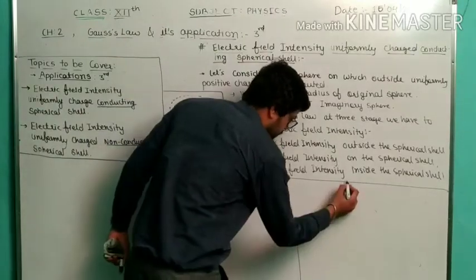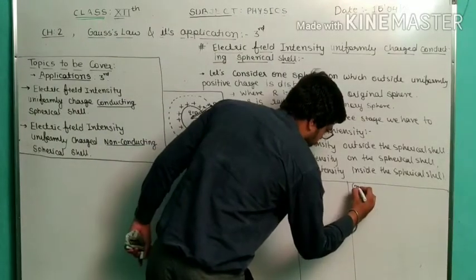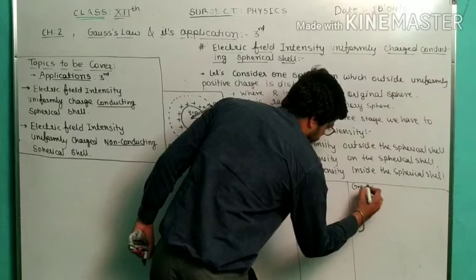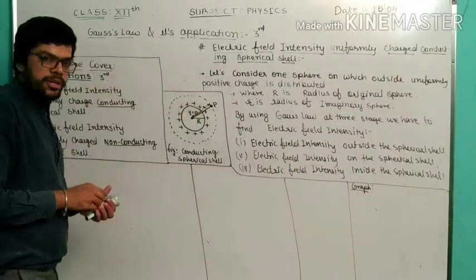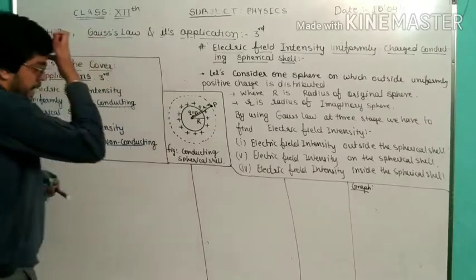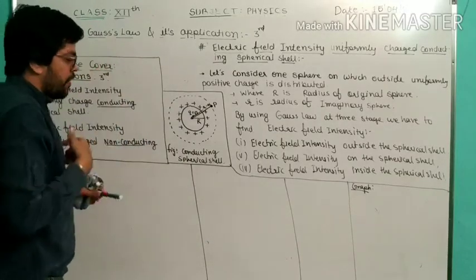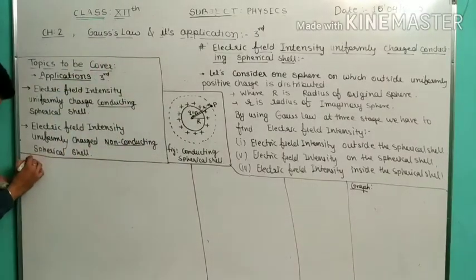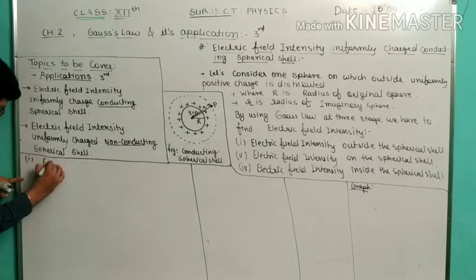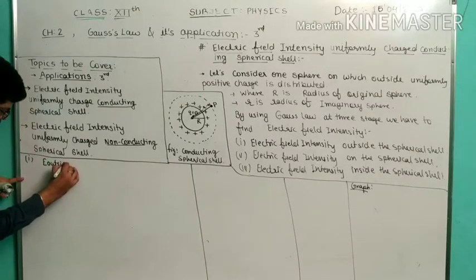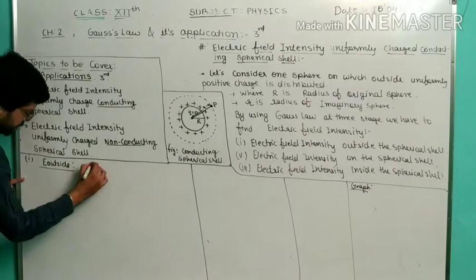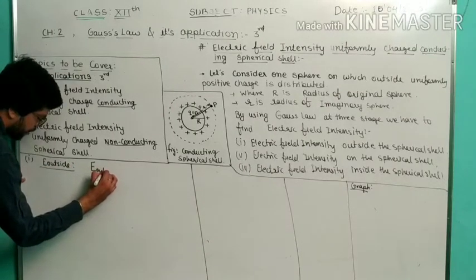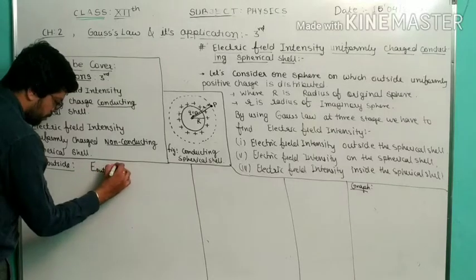Okay, this is the last remaining topic for the graph. We are going to discuss the graph. First we are going to talk about the electric field intensity outside the spherical shell. In short, I am going to write E out. E out we have to find out.